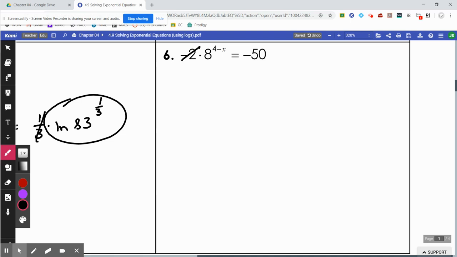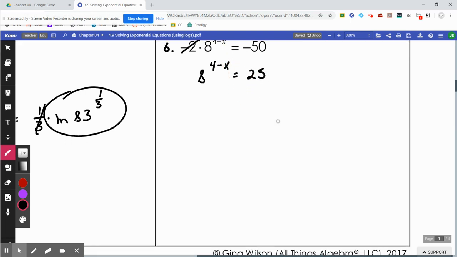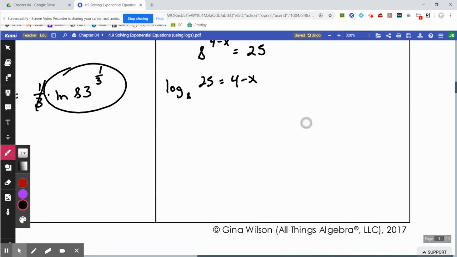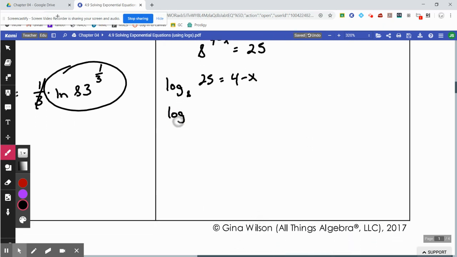Number 6. Again, let's isolate our exponential by getting rid of the negative 2. So let's divide by negative 2, and that's going to give me 8 to a power equals 25. Once you get it isolated, change forms. That'd be log base 8 of 25 is equal to the exponent. To type this into my calculator, I'm going to do the log of 25 divided by the log of 8 is equal to 4 minus x.